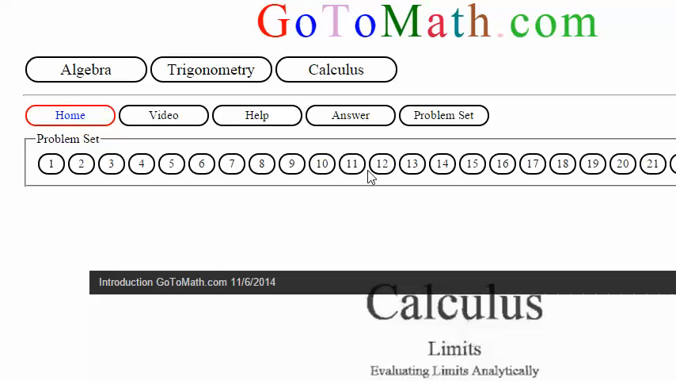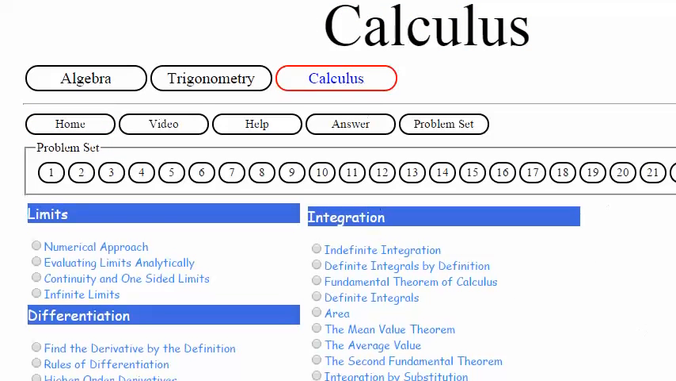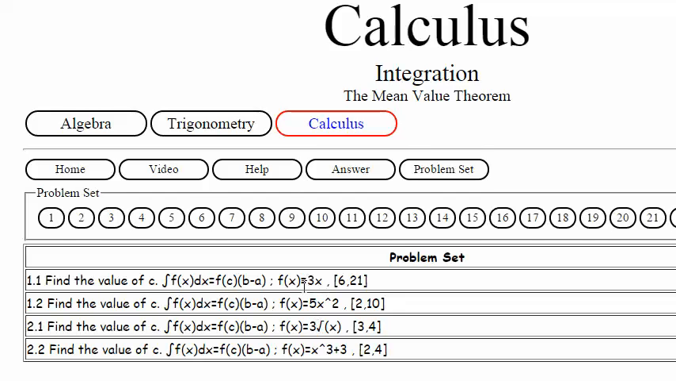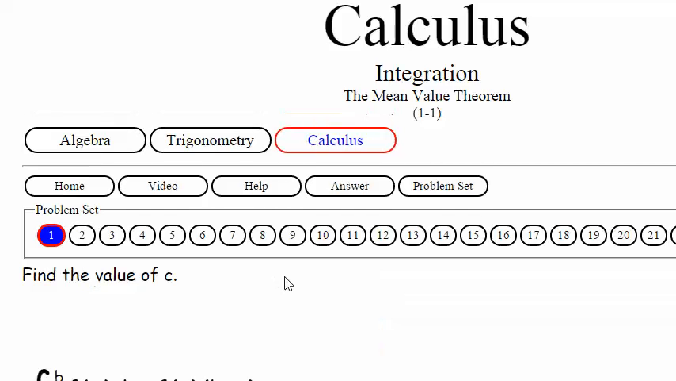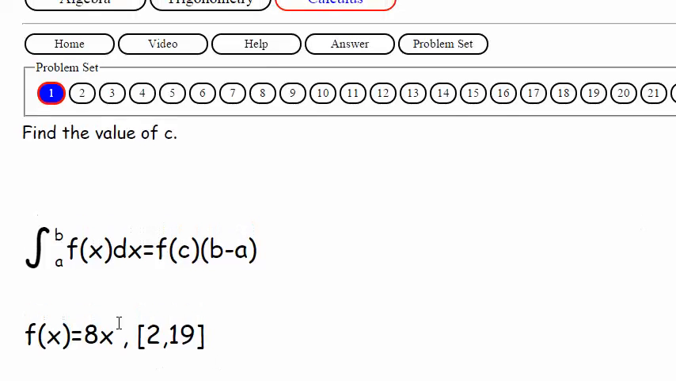Alright, we're here at gotomath.com. Click on the calculus button and let's go down to the mean value theorem. This would be the mean value theorem for integrals. And let's look at this problem right here. It says find the value of c. So we have some equation here and they're asking us to find c.